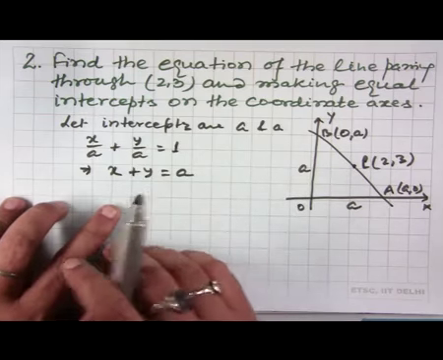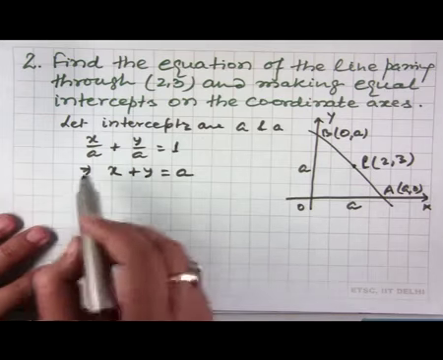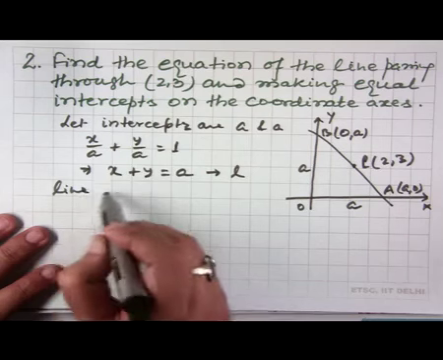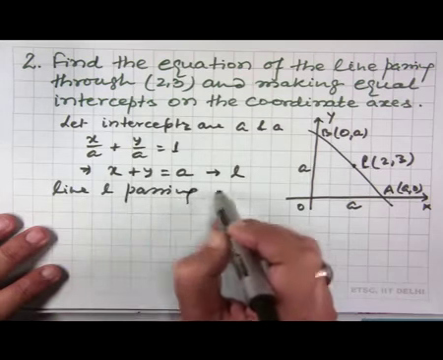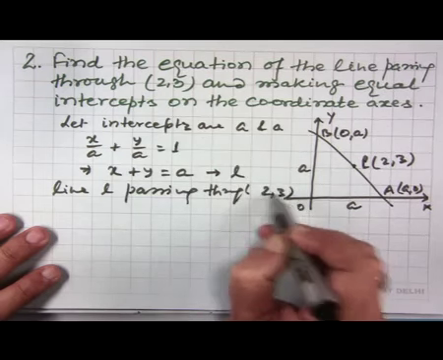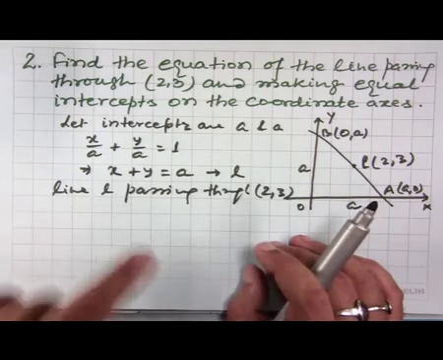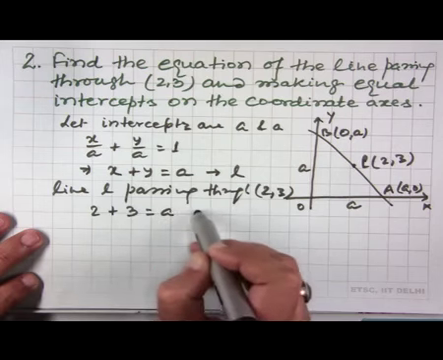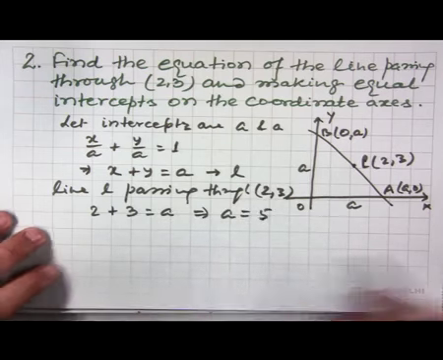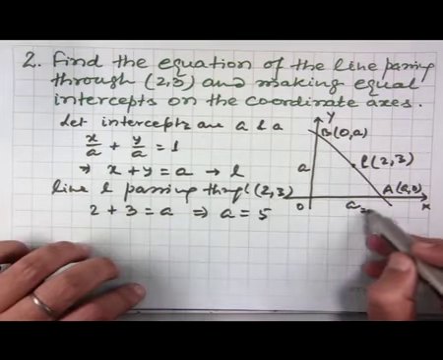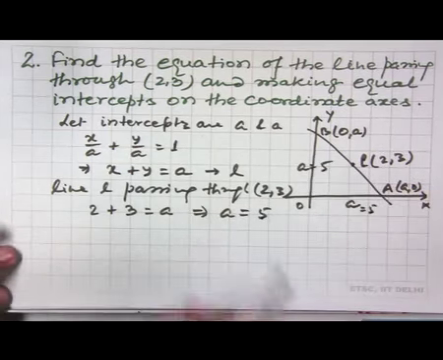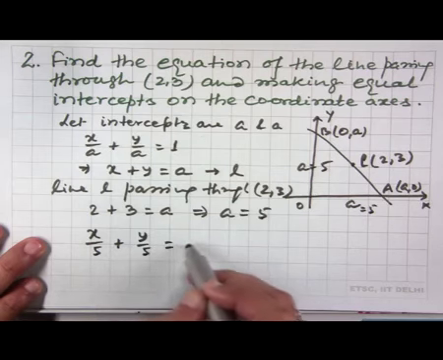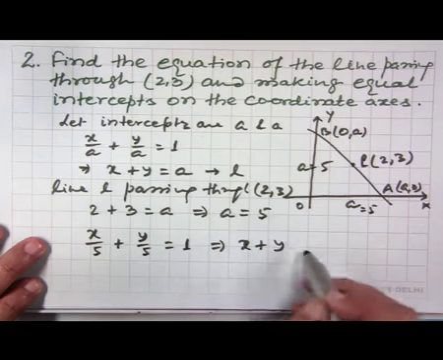Now, this line x plus y equal to a is passing through 2, 3. So say this is line L. Line L passing through 2, 3 means this point must satisfy the equation of the line. So 2 plus 3 equal to a, this implies a is equal to 5. So this line makes equal intercepts a equal to 5 and a equal to 5. So the equation of the line is x by 5 plus y by 5 equal to 1. This implies x plus y equal to 5.